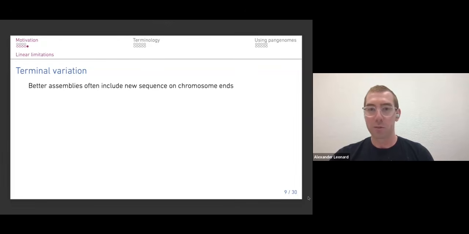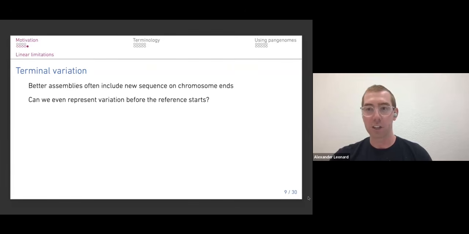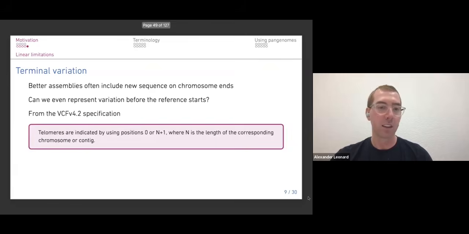It's also not really a huge problem for many people, but if you talk about a linear reference genome, it's very hard to describe sequence that is before or after the linear reference genome coordinates. And many of the assemblies that we're generating today either have additional centromeric or telomeric sequence that is not present on the reference genome. And if you dig into the VCF spec, you can see that they actually talk about how to represent specifically telomeres using either position 0 or 1 past the end of the chromosome. So this is a very unsatisfying way of doing it.